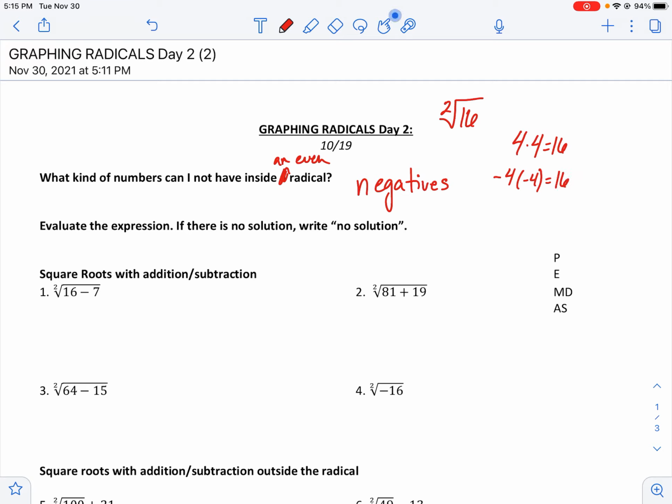So the reason why I can never have a negative inside a square root is because it doesn't matter if my number is positive. A positive times a positive gets me a positive, not a negative. And a negative times a negative will also get me a positive, which is not a negative. I can never get a negative by squaring a number.